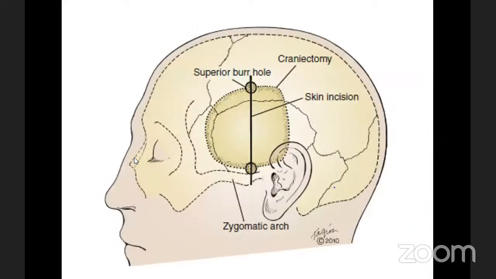Now for the linear incision, similarly, you start 1 or 1.5 centimeters in front of the tragus and go straight upward up to the superior temporal line. You can always turn your incision towards the forehead in order to increase your exposure.